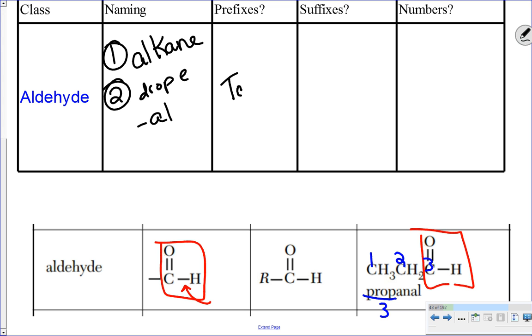We're just using a simple table P prefix. Our suffix is that AL ending. And we don't need any numbers because the group is always on the end. So technically it would always be 1 whatever. Since that's a given, we don't want to have to write excess numbers.